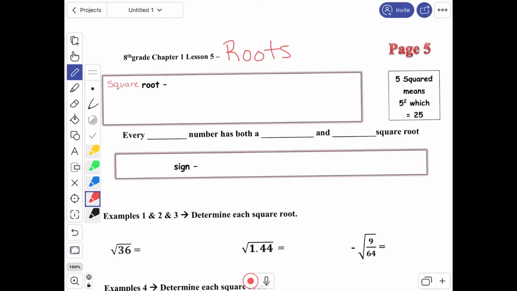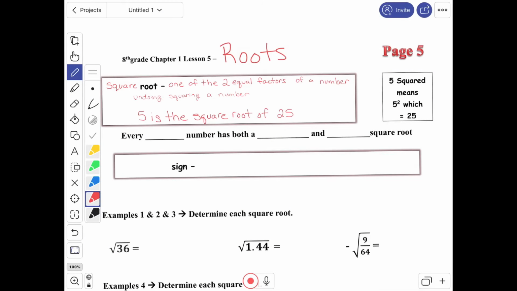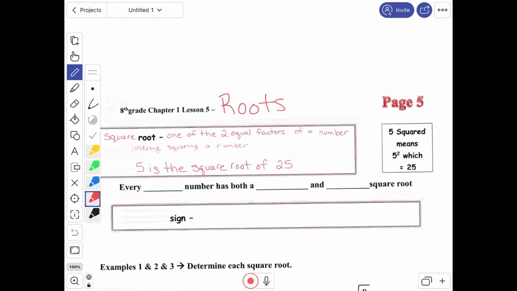Today we're doing 8th grade, Chapter 1, Lesson 5, Roots. Specifically, square roots and some cube roots. But first let's start with square roots. A square root is one of the two equal factors of a number, undoing squaring a number, such as 5 squared, which means 5 to the second power, which equals 25. For example, 5 is the square root of 25.